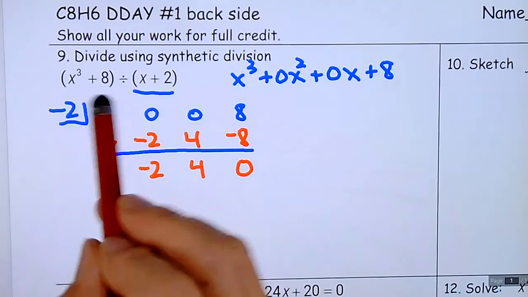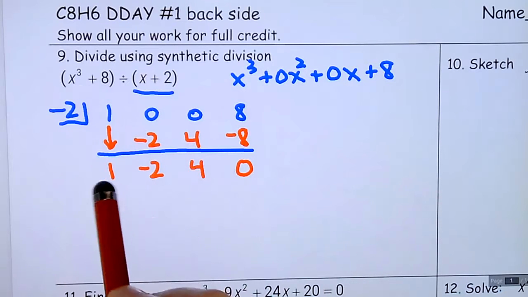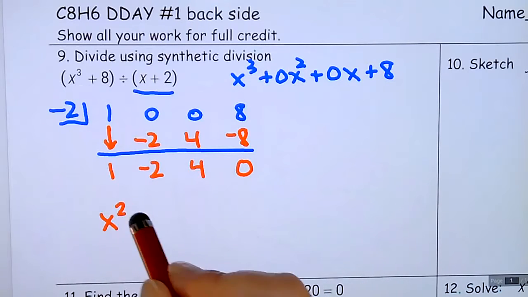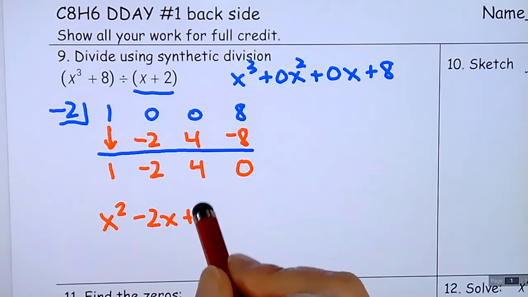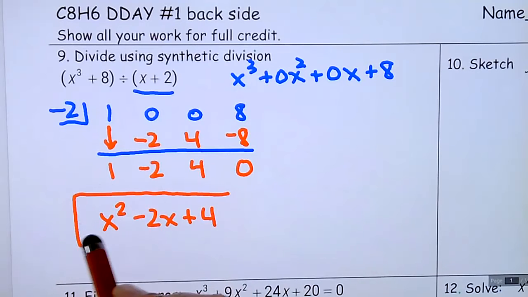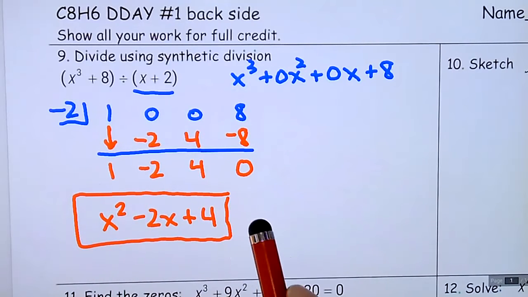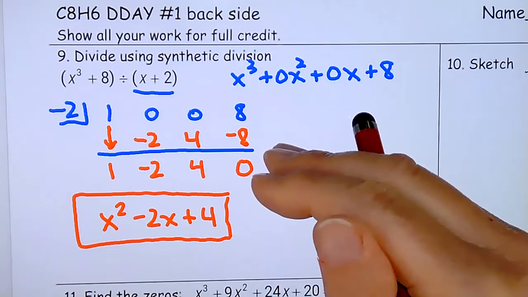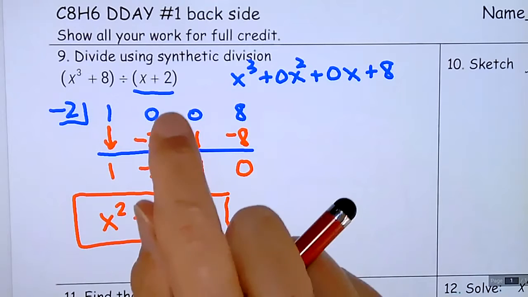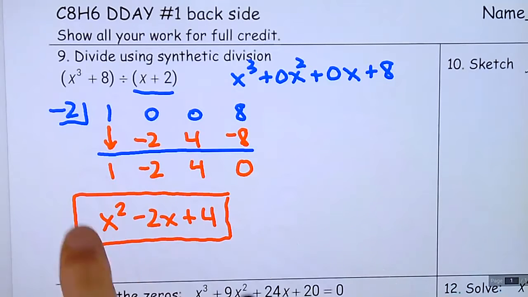So my answer, since this was a degree 3, this is now a degree 2, is going to be x squared minus 2x plus 4. That's your answer. They're not asking us to solve. They're not asking us to factor beyond this. They just wanted us to divide. And so when I take x plus 2 divided into this, this is what I get.